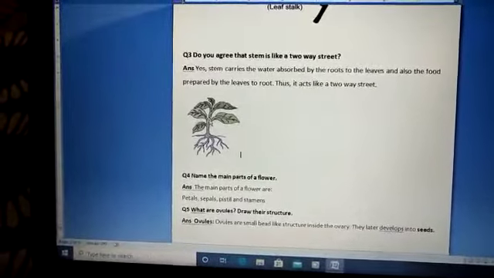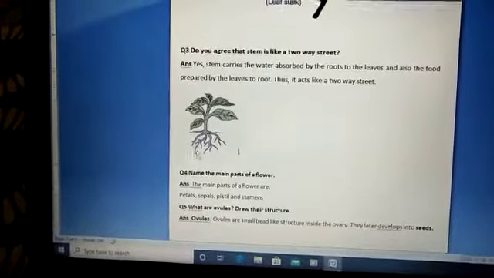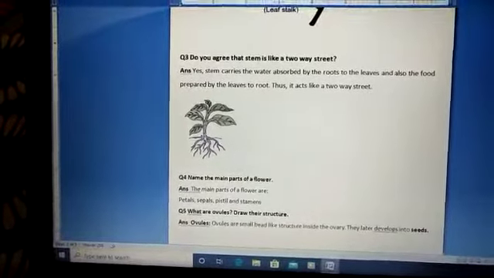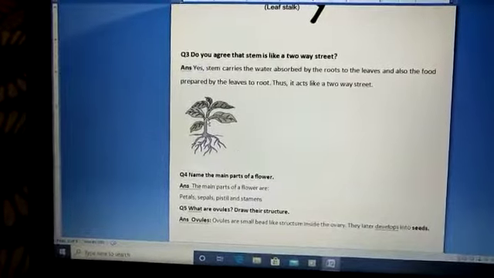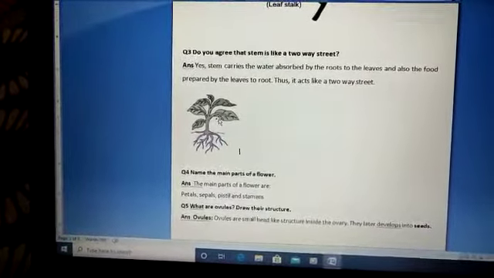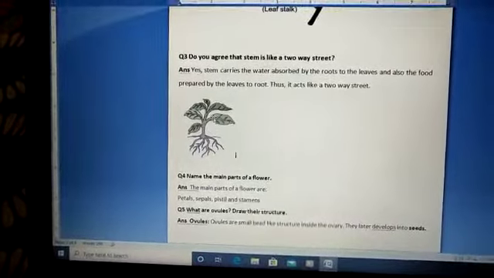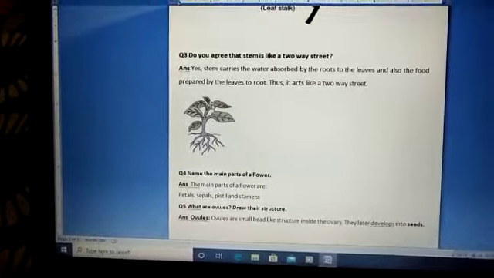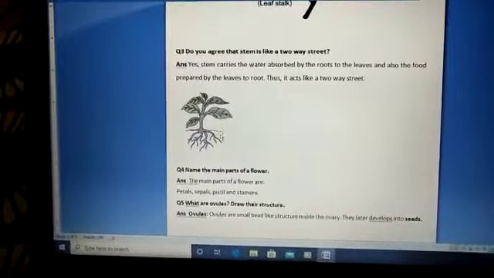As the stem is attached to the roots as well as to the leaves, the water and the minerals which are absorbed by the roots are moved upward with the help of the stem and transported to different parts of the plant. And the food which is prepared by the leaf is transported to the rest of the plant and the root through the stem. Hence it is known as a two-way street.